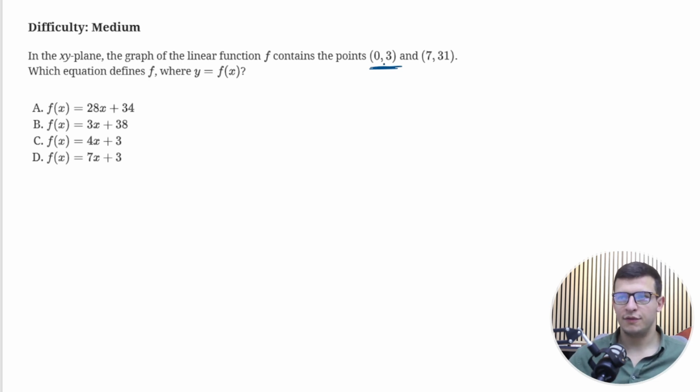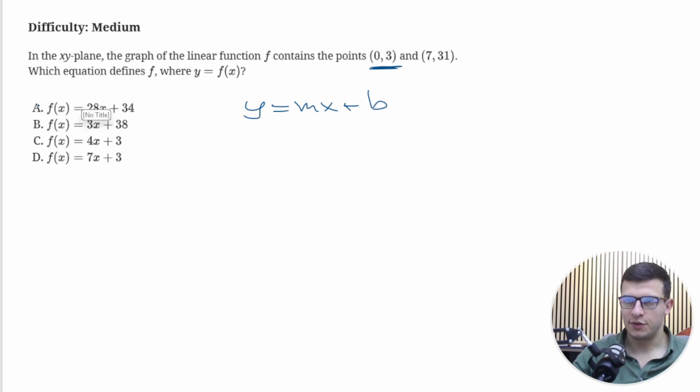And we know from the equation of a line, mx plus b, that b is our y-intercept. Sorry, y-intercept. When x is 0, b is our y-intercept. So if when x is 0, y is 3, that means b has to be 3. So I know for a fact that A and B are not going to be our answer, because the b is not equal to 3. So I'm left with C and D, and now I can test them out.